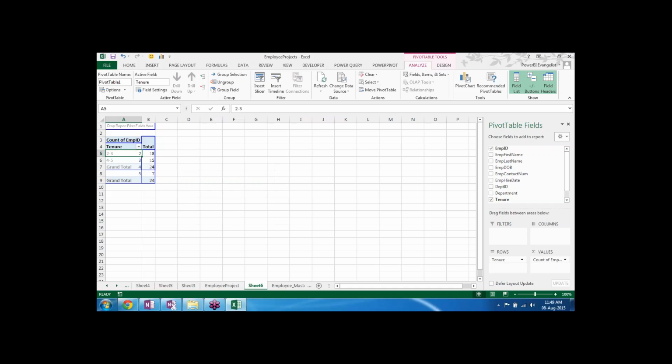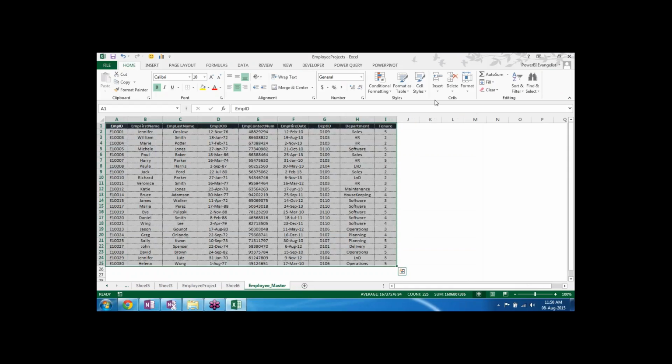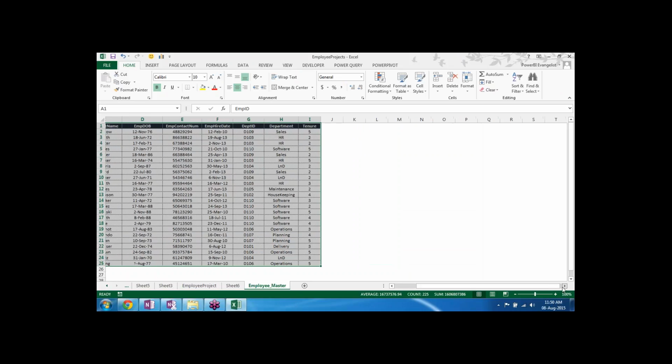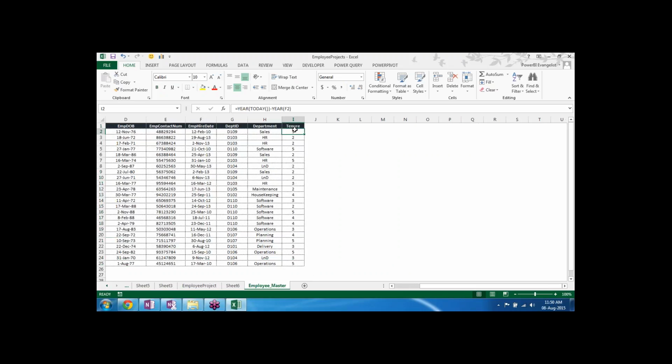The moment I say okay, see what happens. It shows me 2 to 3 years, 13 people are there, and 4 to 5 years, 11 people are there. So directly based on the year, I have gathered this particular data. If I go to my employee master, and do some other types of divisions also, let's say instead of year, if we do it for month, then also we can get a very good output over here.